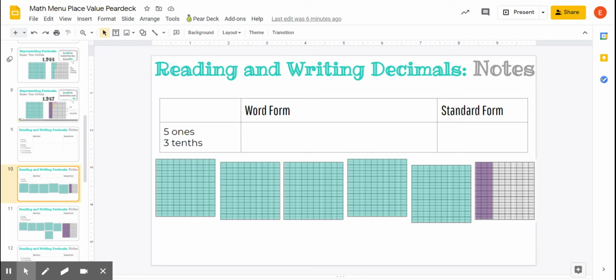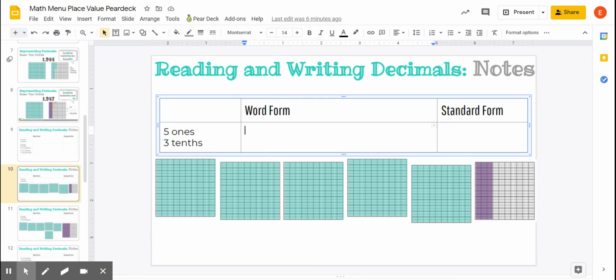So if I look at this, that means that I have 5, and remember that is kind of where the decimal would go. I have 5 wholes, and now I'm going to talk about my parts of a whole. Well, I have 3/10.